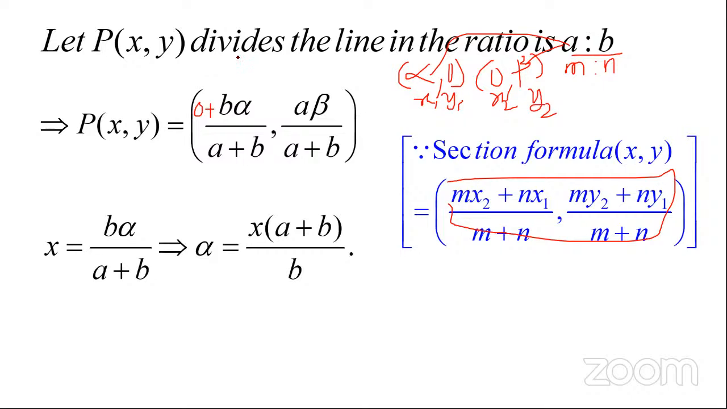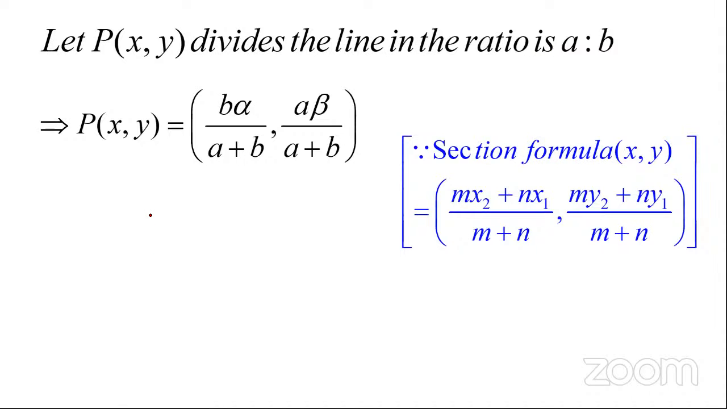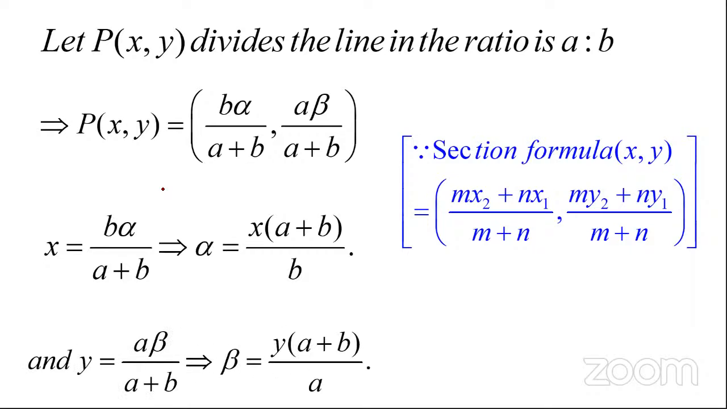Then the P value is b alpha by a plus b, which is the x coordinate, and a beta by a plus b, which is the y coordinate. So x equals b alpha by a plus b, which gives alpha equal to x of a plus b by b. Then y equals a beta by a plus b, which gives beta equal to y of a plus b by a. Solve for alpha and beta from these equations, setting them equal to x and y. You will get alpha as x times (a plus b) by b and beta as y times (a plus b) by a.